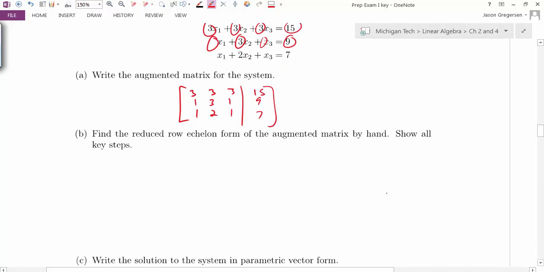Part B says find the reduced row echelon form of the augmented matrix by hand, showing all key steps. So I'm going to start with my augmented matrix and start doing row operations. My first row operation is to take 1/3 of row 1. That will give me a first row of 1, 1, 1, and 5.